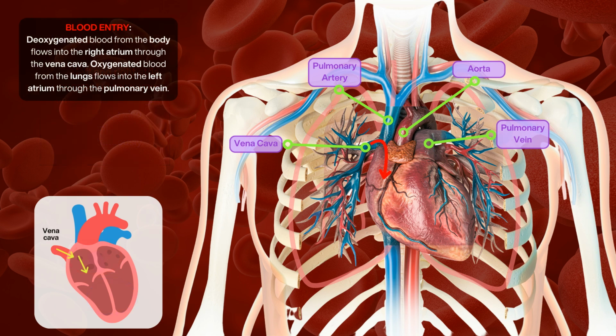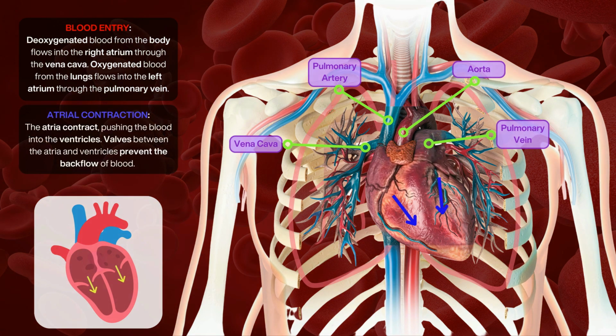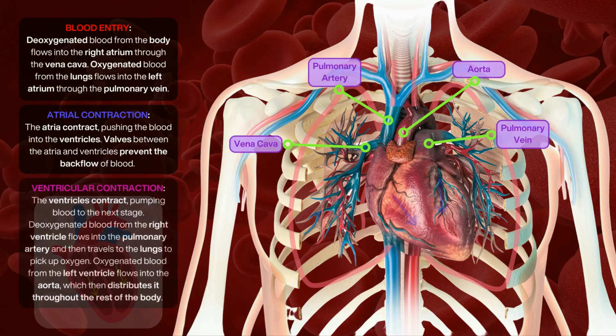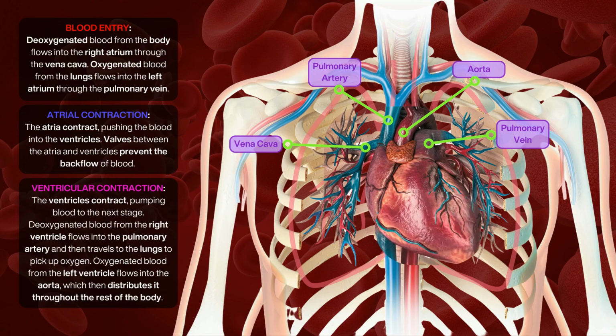Deoxygenated blood from the body flows into the right atrium through the vena cava. Oxygenated blood from the lungs flows into the left atrium through the pulmonary vein. The atria contract, pushing the blood into the ventricles. Valves between the atria and ventricles prevent the backflow of blood. The ventricles contract, pumping blood to the next stage.